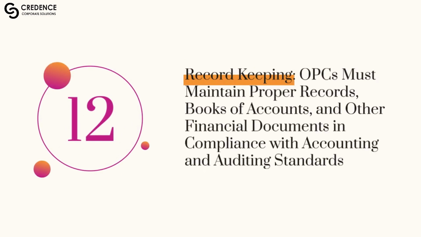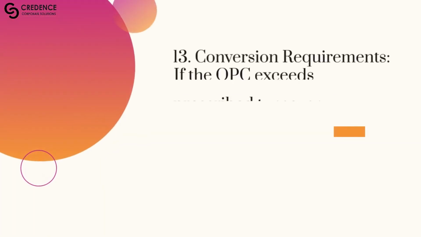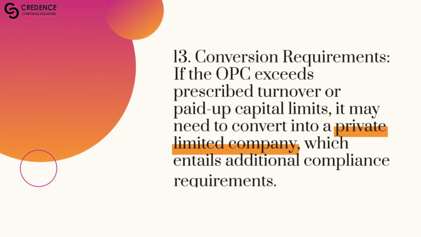12. Record keeping. OPCs must maintain proper records, books of accounts, and other financial documents in compliance with accounting and auditing standards. 13. Conversion requirements. If the OPC exceeds prescribed turnover or paid-up capital limits, it may need to convert into a private limited company, which entails additional compliance requirements.